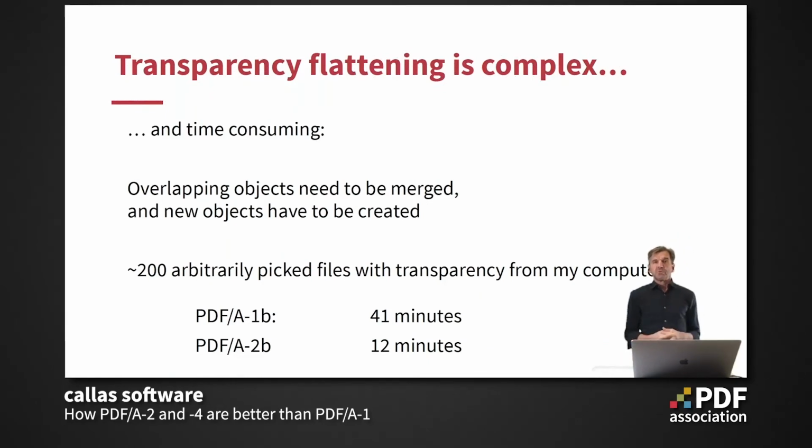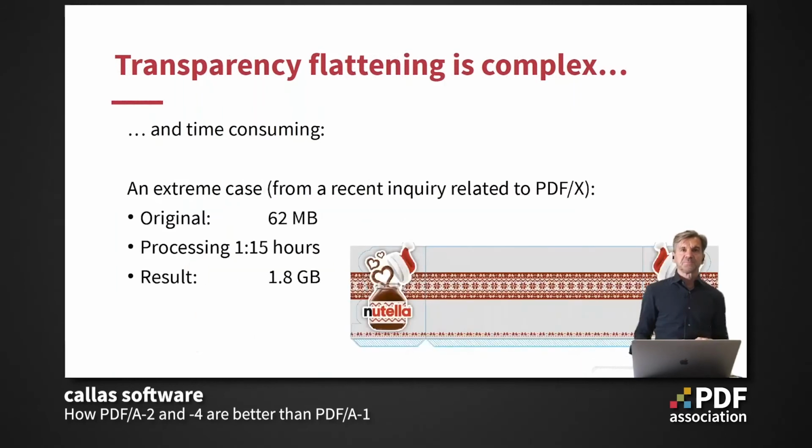I don't want to go into examples here. I just want to say transparency flattening is a complex process because overlapping objects need to be merged with each other. In order to keep the appearance, two objects that overlap have to be merged, and new objects are created. This is complex, error prone, and also time consuming. I have just arbitrarily picked 200 files from my computer with transparency, converted them to PDF/A-1, which took 41 minutes, and the same for PDF/A-2, without transparency flattening, took just 12 minutes.